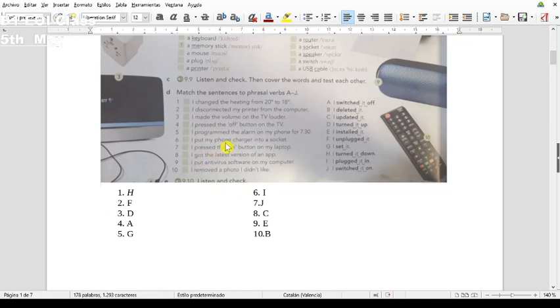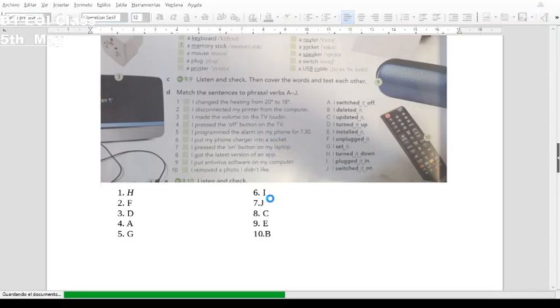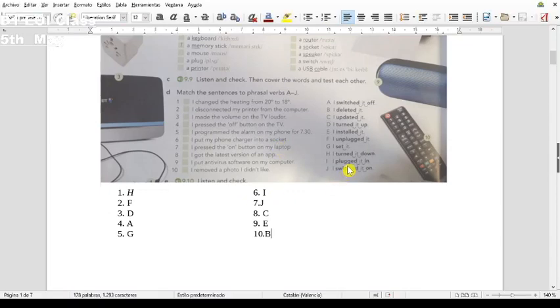I put my phone charger into a socket. Per tant, què estem fent? 6. Plugged in, conectarlo. Plug it in. Plug in és conectar. 7. I press the on button on my laptop. Això és, switch it on, conectar.